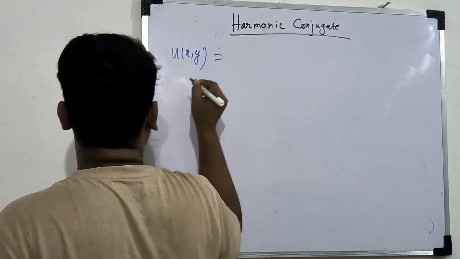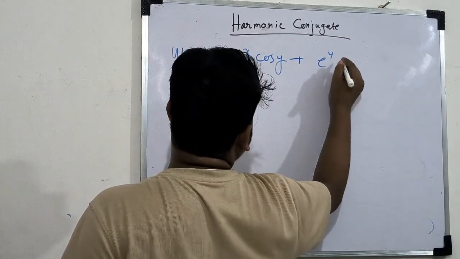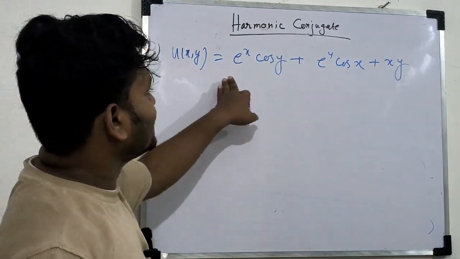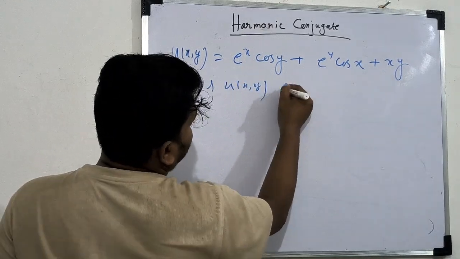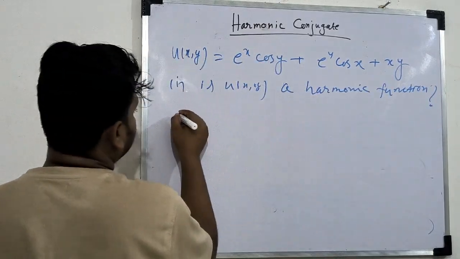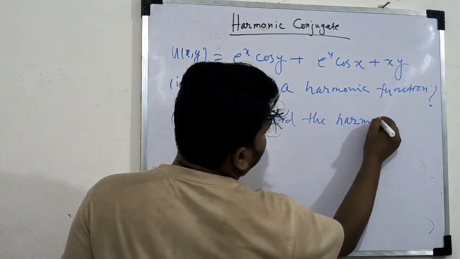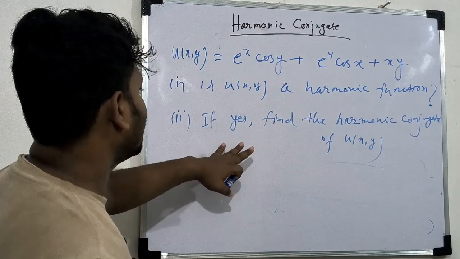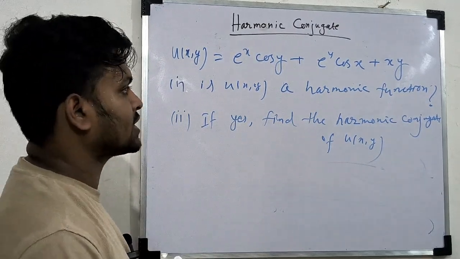u(x,y) equals e to the power x cos y plus e to the power y cos x plus xy. So let us take u(x,y) as a function. First you have to check, is u(x,y) a harmonic function? This is the first problem, and if yes, find the harmonic conjugate of u(x,y). I will discuss this problem in the next video.